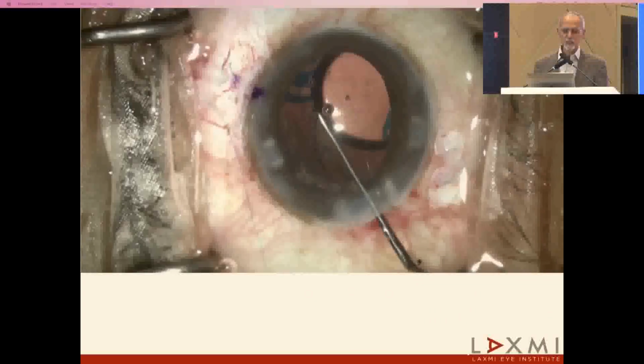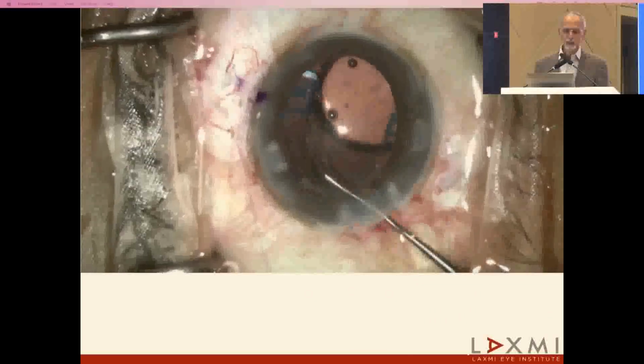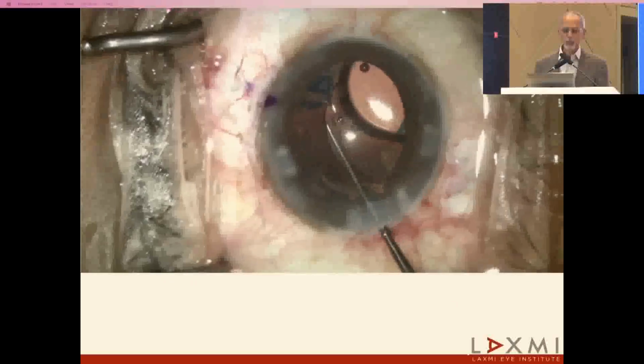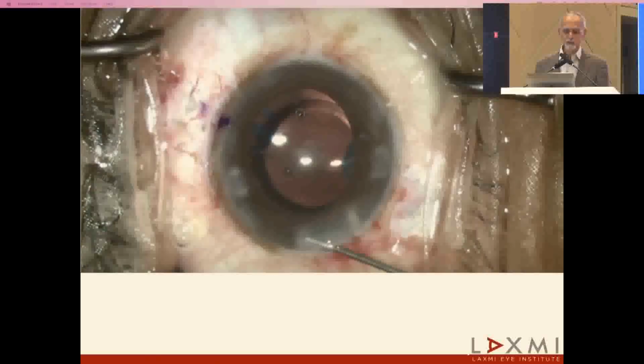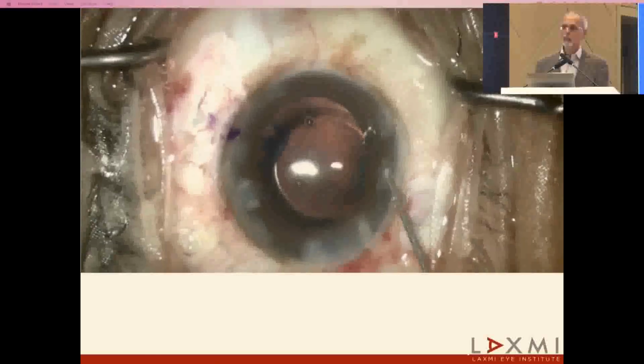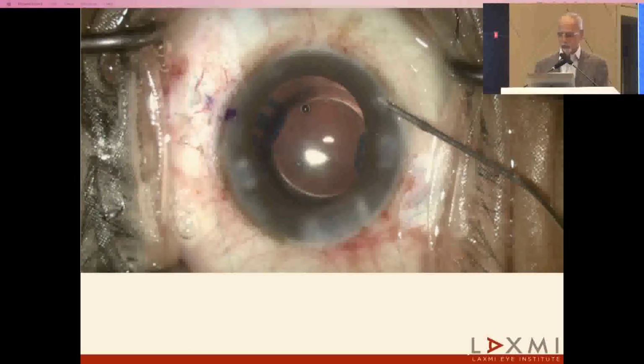This is a very critical moment where, while putting the trailing haptic, one has to be careful enough to have it placed horizontally. And this is how a bag can be salvaged with some support and fixing it with certain devices.